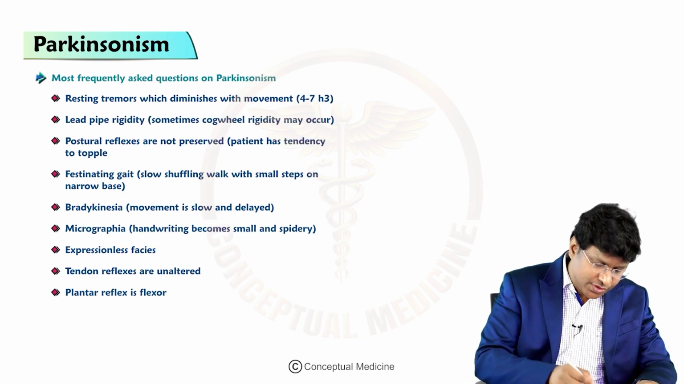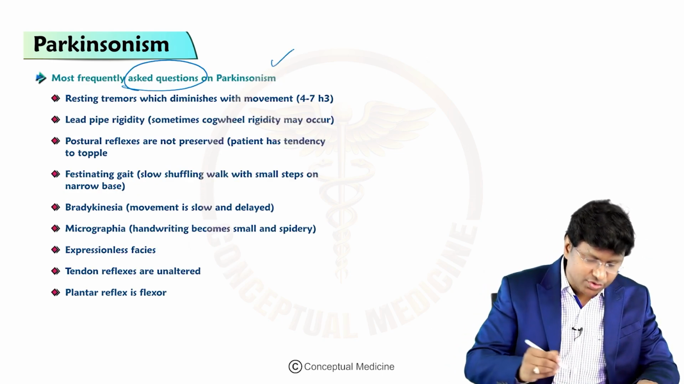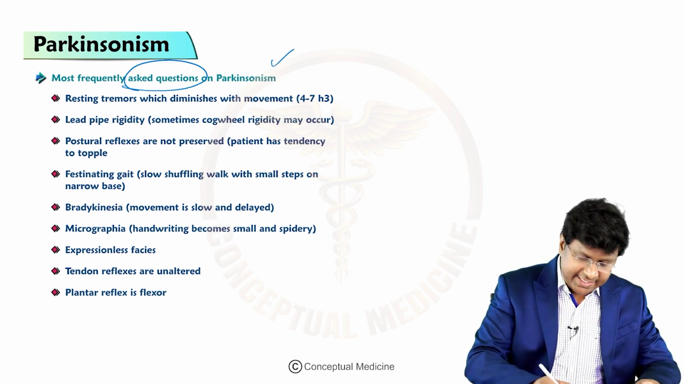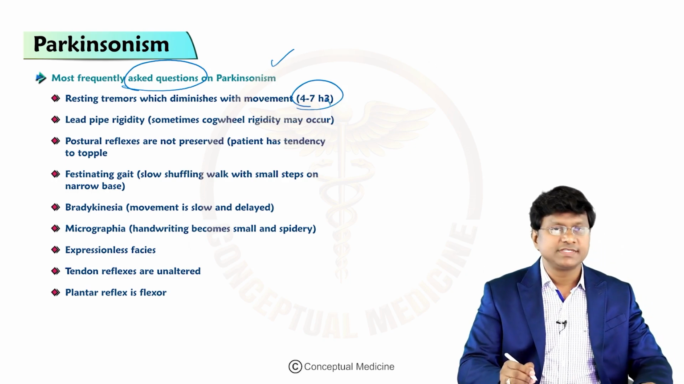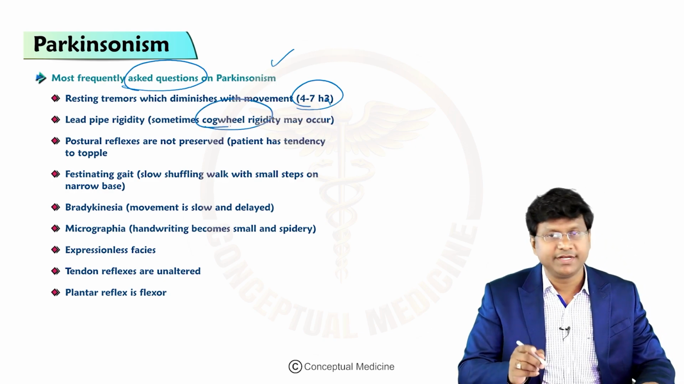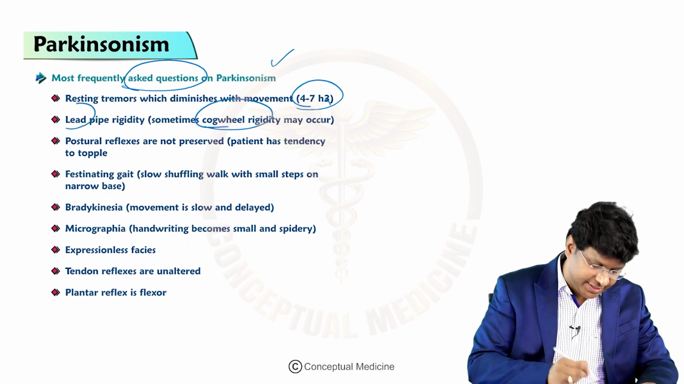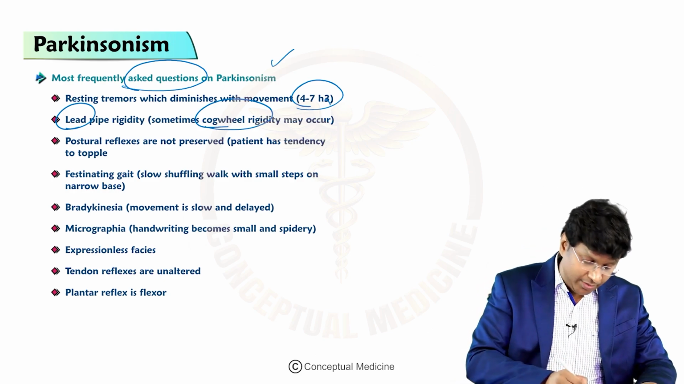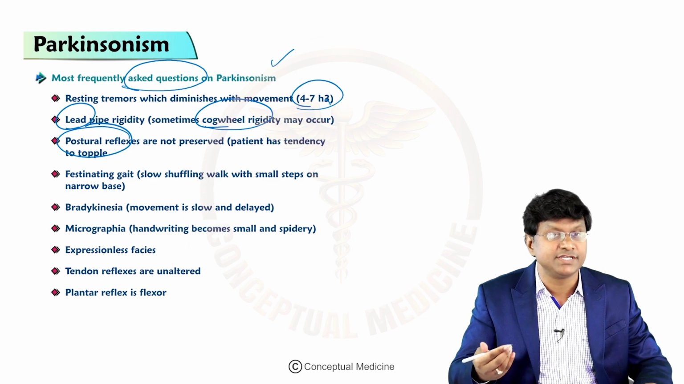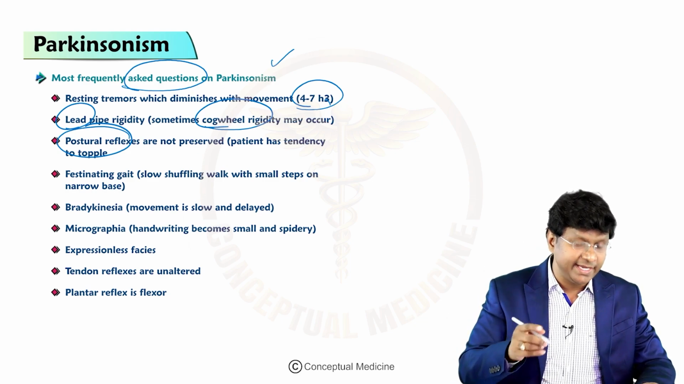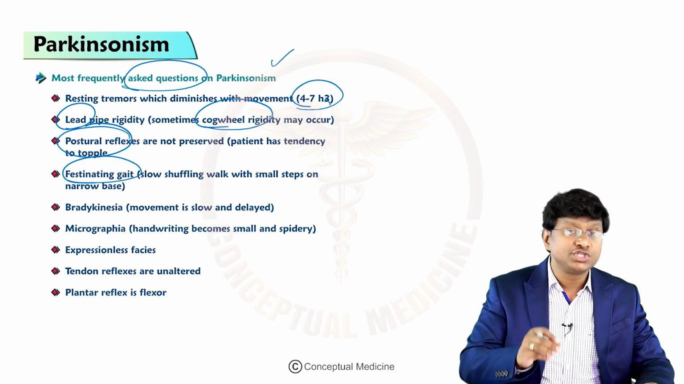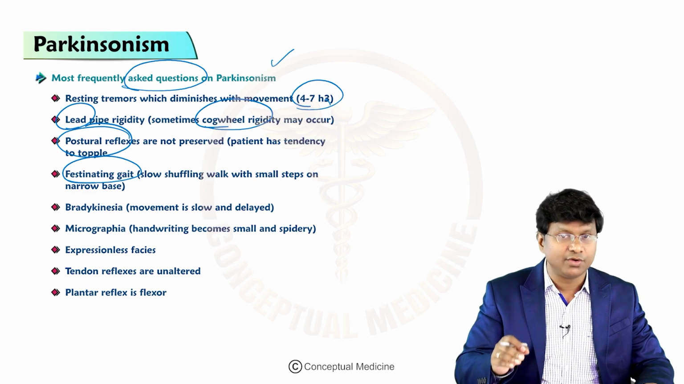Now let me show you some of the most frequently asked questions on Parkinsonism. Number one, the tremors, that is resting tremors, and the frequency is around 4 to 7 Hz. Type of rigidity: cogwheel rigidity in the upper limbs, lead pipe rigidity in the lower limbs. And what about the postural reflexes? They are not preserved. That is the reason why these individuals have the tendency to fall. Characteristic gait will be the festinate gait, where the individual will have slow shuffling steps with a narrow base.